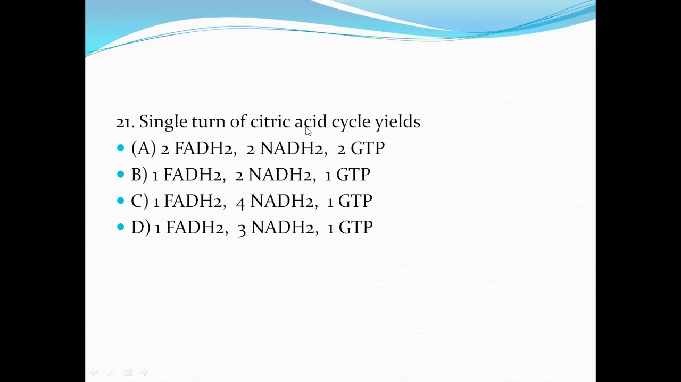Single turn of citric acid cycle yields... Now here the answer is one FADH2 is produced. So it's about a single turn. One FADH2, 3 NADH2 and 1 GTP.